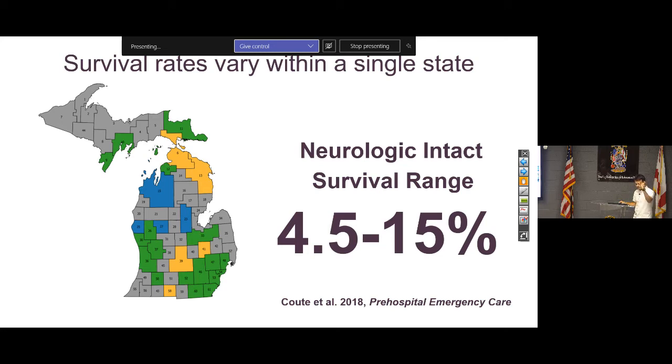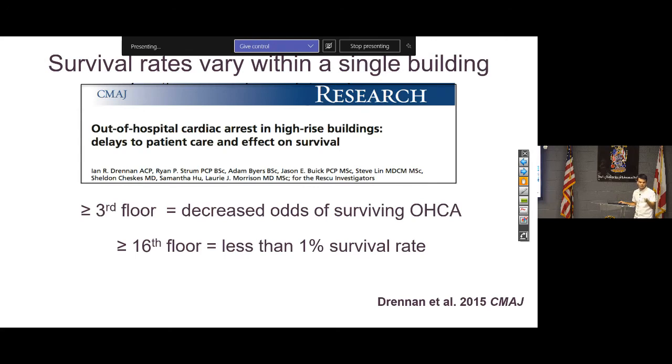If you go even more granular, just within a building, you guys know this because you respond to all of these, that if you're on the 16th floor, it's hard to transport somebody down there. That person's in big, big trouble if they're in cardiac arrest. And really statistically, if you're on the third floor or above, that's when your chance of survival goes down compared to the exact same person on a lower floor.